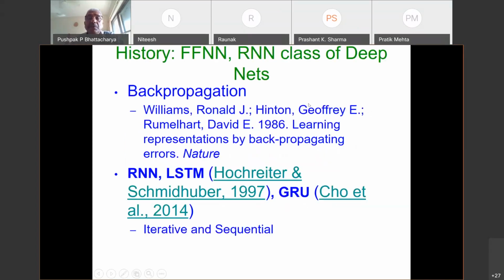Now, if we look at the history, you should pay attention to the years. Backpropagation came in 1986, and before that in another form in 1972. Then RNN and LSTM came in 1997, and GRU, which is an improvement on LSTM or an alternative to LSTM in a more refined form, came in 2014. Backpropagation came way back in 1980s.